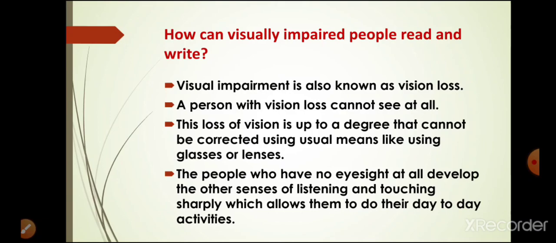And another type is non-optical aids. Non-optical aids help a person who is completely visually challenged. Non-optical aids include visual aids, tactual aids, which means using the sense of touch, and auditory aids, which means using the sense of hearing, like tape recorders. Students, people who have no eyesight at all develop other senses like listening and touching sharply, which allow them to do their day-to-day activities.